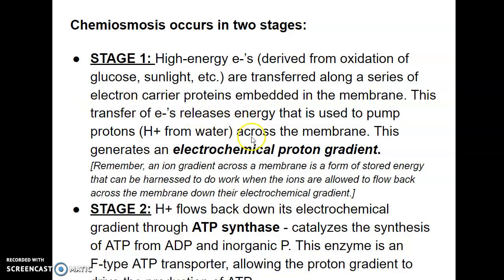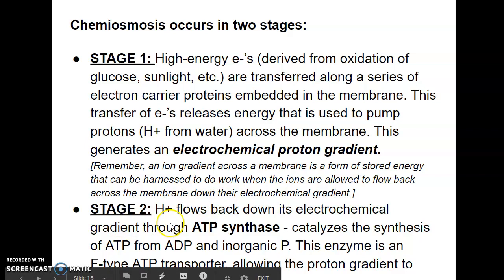This transfer of electrons will release energy that is used to pump protons from water across the membrane, and then this generates what we call an electrochemical proton gradient. And remember that an ion gradient across a membrane is a form of stored energy that can be harnessed to do work when the ions are allowed to flow back across the membrane, and that's exactly what happens in chemiosmosis.